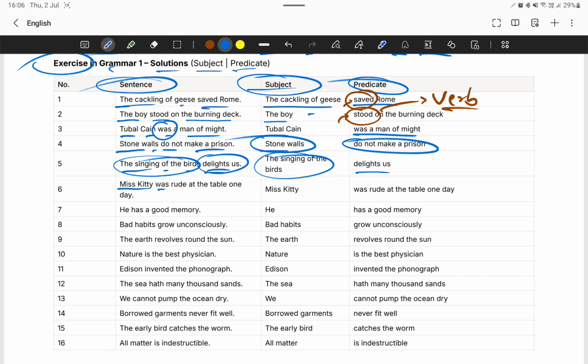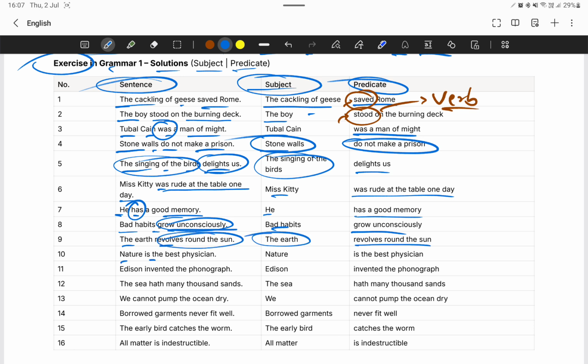Miss Kitty was rude at the table one day. Miss Kitty subject, was rude at the table one day is predicate. He has a good memory, so he subject, has a good memory predicate. Bad habits grow unconsciously. Bad habits subject, grow unconsciously predicate. The earth revolves around the sun. The earth subject. Nature is the best physician. Nature subject, is the best physician predicate. Edison invented the phonograph. Edison subject.